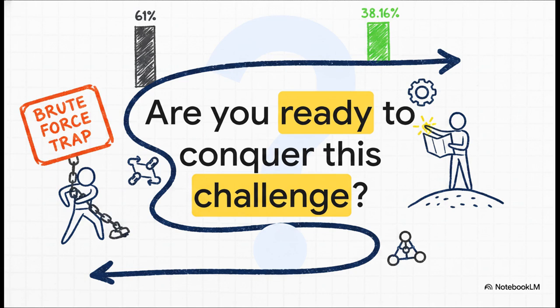I'll leave you all with this final thought. Over 60% of people get completely overwhelmed by the brute force trap and the massive constraints of this problem. But you have the map now. You know exactly what the constraints mean, you know what the expected complexity is demanding, and you know what algorithmic tools those tags are hinting at. So, are you ready to be part of the 38.16% who actually conquer it?